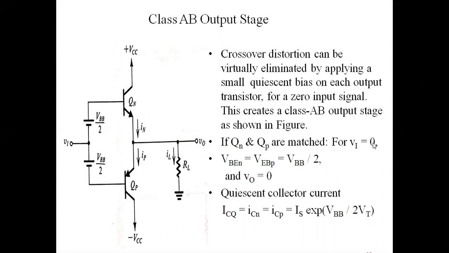Suppose both the transistors, QN and QP, which are the NPN and PNP transistors, are perfectly matched. Then for input voltage equal to 0, VBE of N is equal to VEB of P, which is equal to VBB by 2, and at this time the output is also equal to 0.